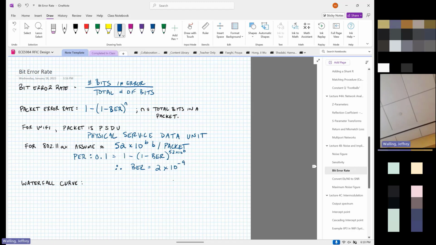So we can find the bit error rate from that. And the bit error rate is something like 2 times 10 to the minus 9. Not too bad. Every 500 million bits, you can get one wrong. This is actually not terrible. In wireline standards, they typically want something like 1 times 10 to the minus 13 or minus 14. They're also sending a lot more bits at a given time.